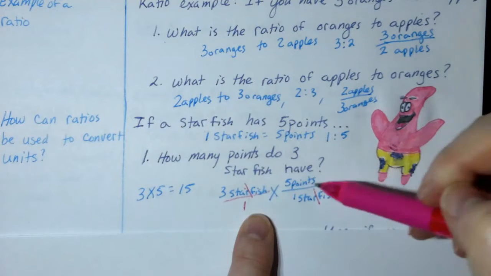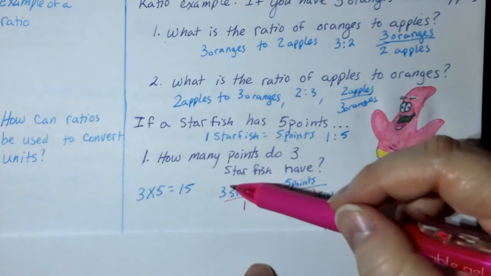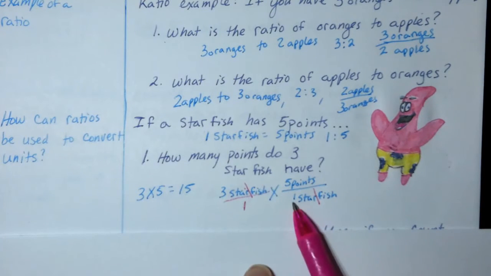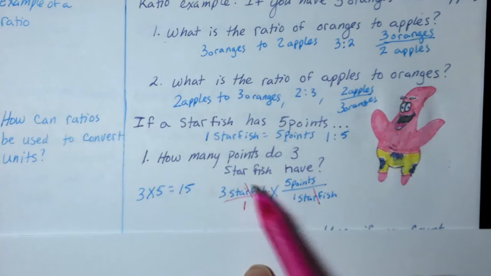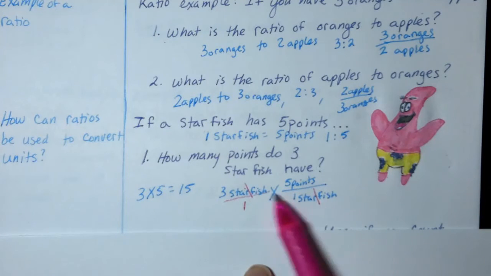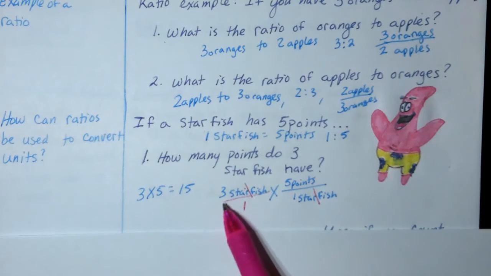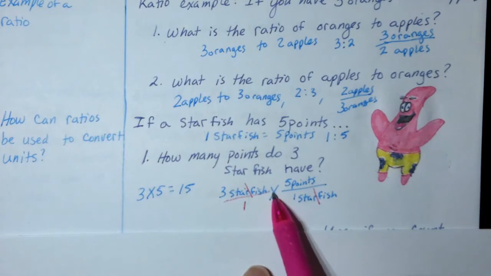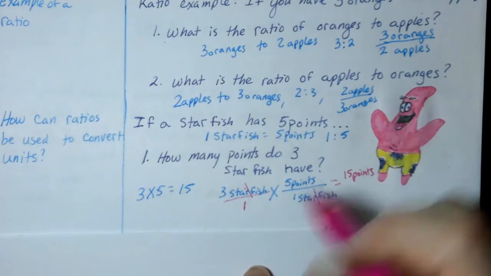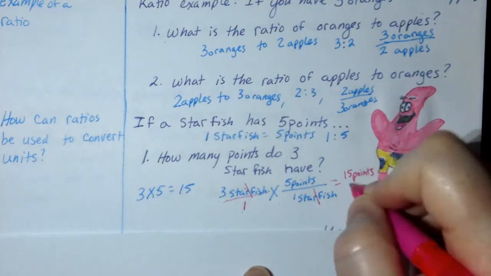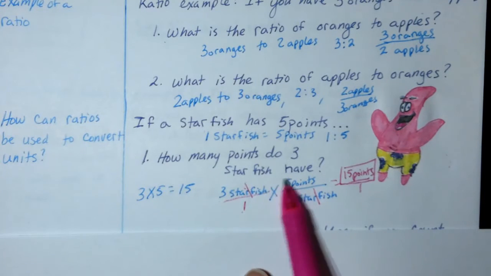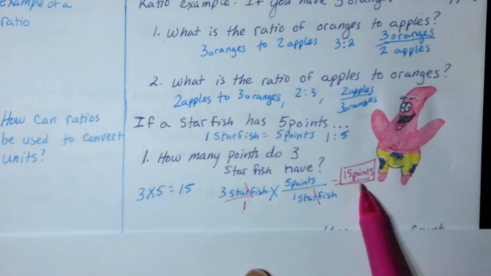Cross-canceling. You probably have already learned how to do this with numbers. So if you had factors, like 3 times 2 times 4, or 3 times 2 times 2, and down here you had 2, you could cross out the 2's. But in this case, instead of having a number, I have a unit that's the same, so I can cancel out those units. So what I'm left with is 3 times 5 points equals 15 points, and then 1 times 1, nothing. So it's just 15 points. So how many points do 3 starfish have? 15 points.